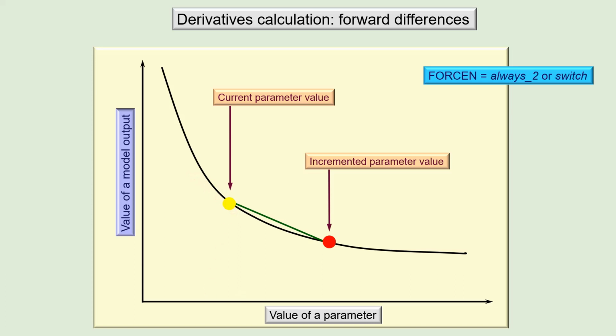Obviously, the larger the increment, the less good is the slope as an approximation to the tangent. However, if we make the increment too small, then we subtract numbers from each other, model outputs and parameter values, that are very close together, and by subtracting numbers that are very close together, we lose significant figures at the front of those numbers, and that can degrade the accuracy of derivatives calculation considerably. So the increment to use in finite difference derivatives calculation is a compromise.